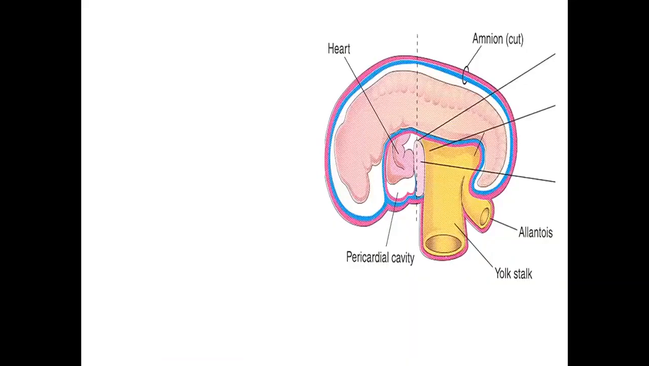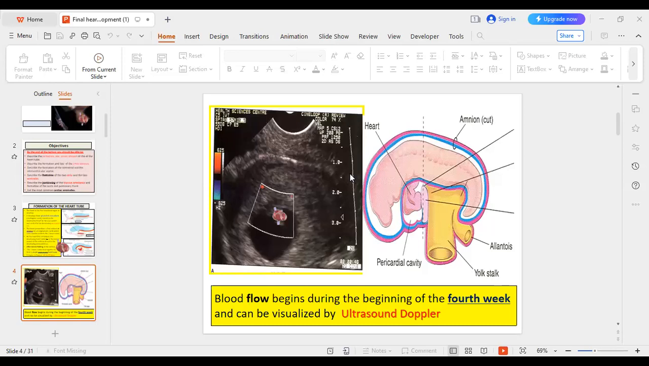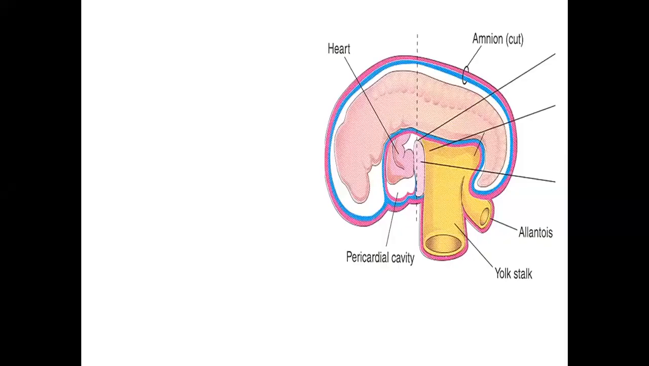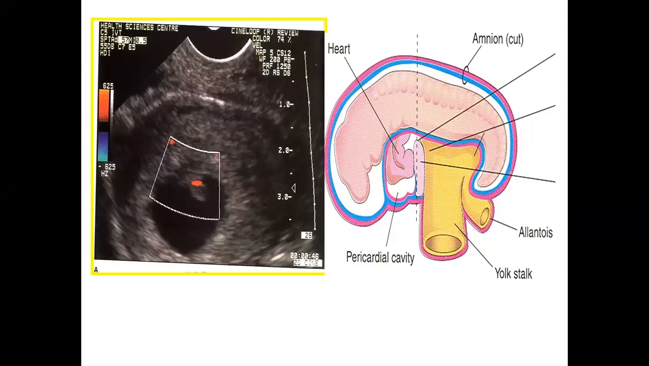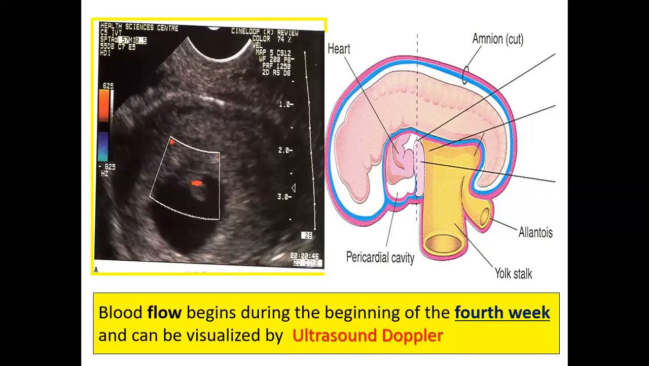So from this, you can see the pericardial cavity and the heart forming there. You can see the heart. Blood flow in the heart begins from the fourth week and can be visualized on ultrasound. So the blood flow in the heart begins in the fourth week, that is after one month, and it can be visualized from this scan, in the fourth week.